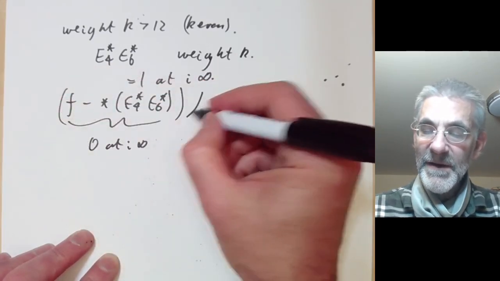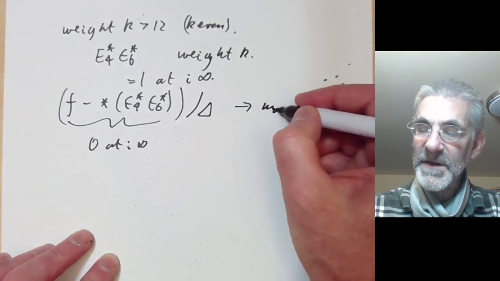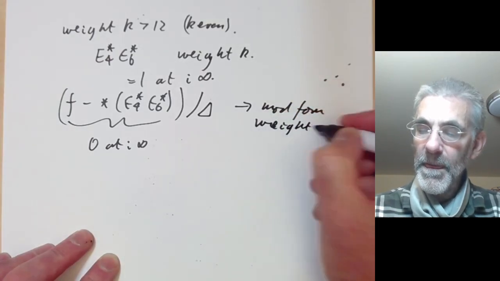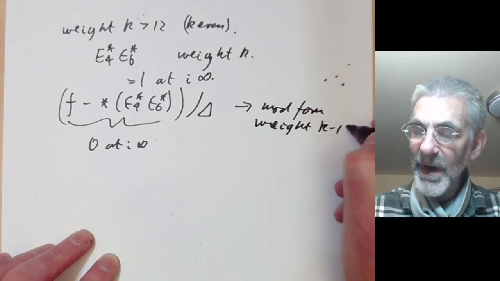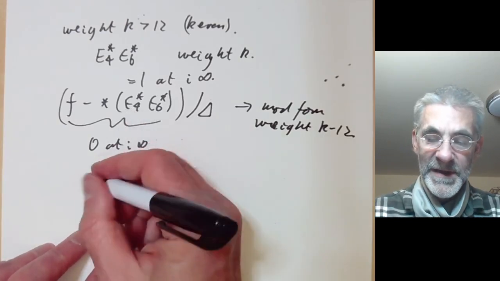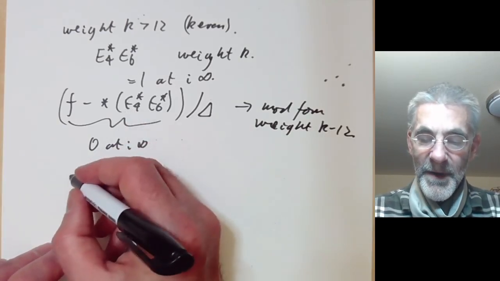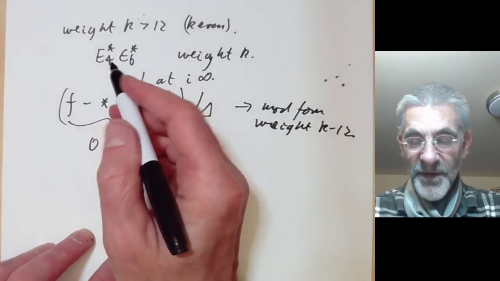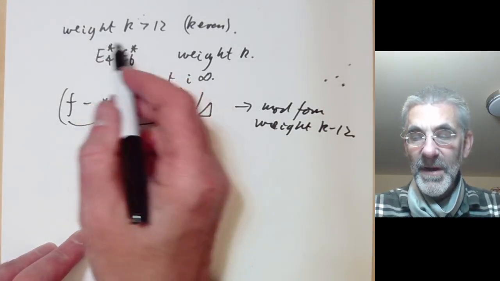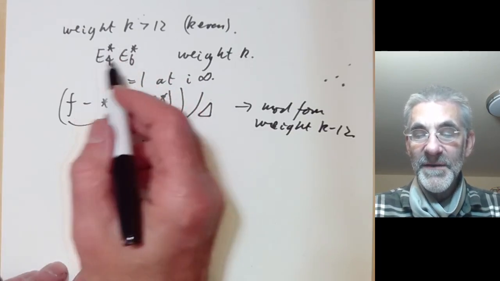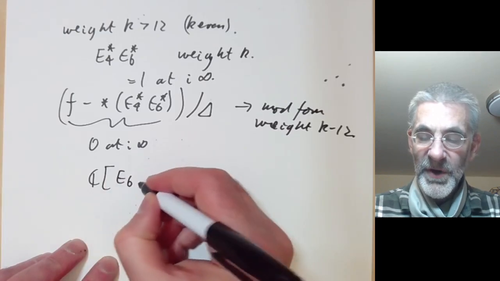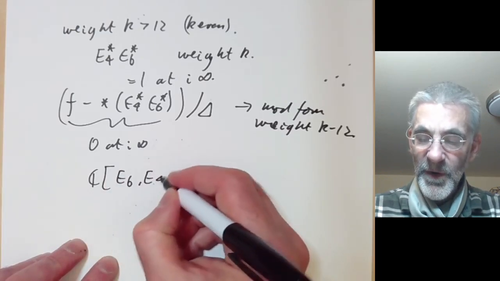And we can then divide it by delta, and this gives us a modular form of weight k minus 12, which by induction on k is a polynomial in E4 and E6. So we see that any modular form can be written as a polynomial in E4 and E6 of the same weight as that form. So we say the ring of modular forms is the ring of polynomials in E4 and E6.